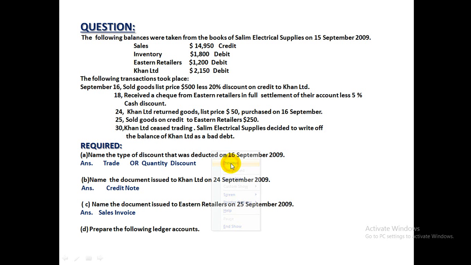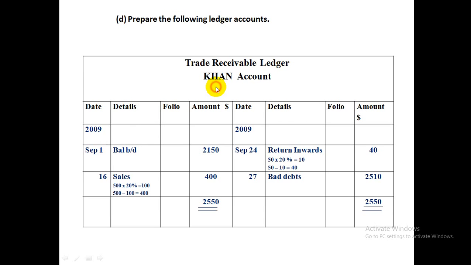Then we had seen the transactions related to Khan. We had sold them goods at 500 list price less 20% discount. Selling goods to them means debit in their account. Due to sales, the account of Khan is debit. The amount should be 500 less 20%. 20% of 500 is 100. That means 100 is the discount. So the goods of 500 after deducting the discount of 100 will be 400. So their account is debited by 400 only.